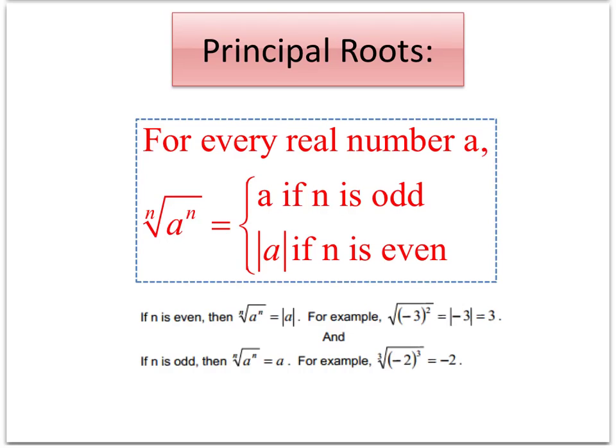Here's a more formal definition of the principal root. So whenever your index is odd, then you just take the value a whenever it's raised to the nth power. But if your index is even, you have to take the absolute value once it comes out of the radical. So for example, if I have the square root of negative 3 squared, well, I would take out the negative 3, but then I would have to take the absolute value, so the principal root would actually just be positive 3. But if I had the cube root of negative 2 cubed, then I would just take the value negative 2. So for odd powers, you're allowed to have a negative principal root as long as the radicand is negative. For an even power, your principal root is always positive.